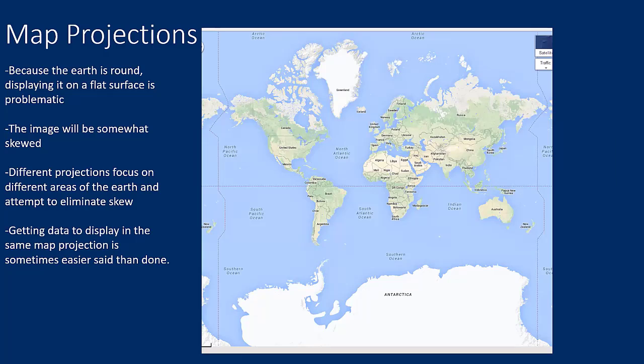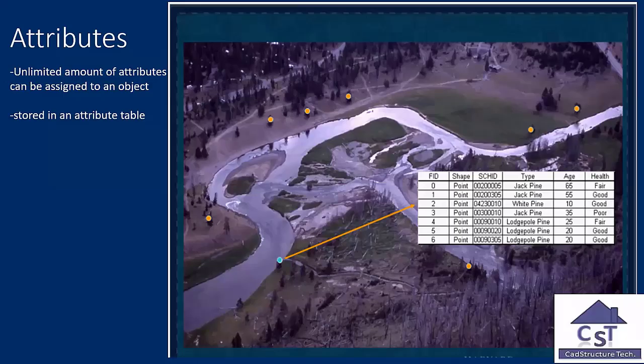The image will be somewhat skewed. Different projections focus on different areas of the earth and attempt to eliminate skew. Getting data to display in the same map projection is sometimes easier said than done. So these projections help us to have the earth flat, and then our coordinates become vertical and horizontal. That is to say, at the point where your vertical line and horizontal line meet, that is where you pick your coordinate.